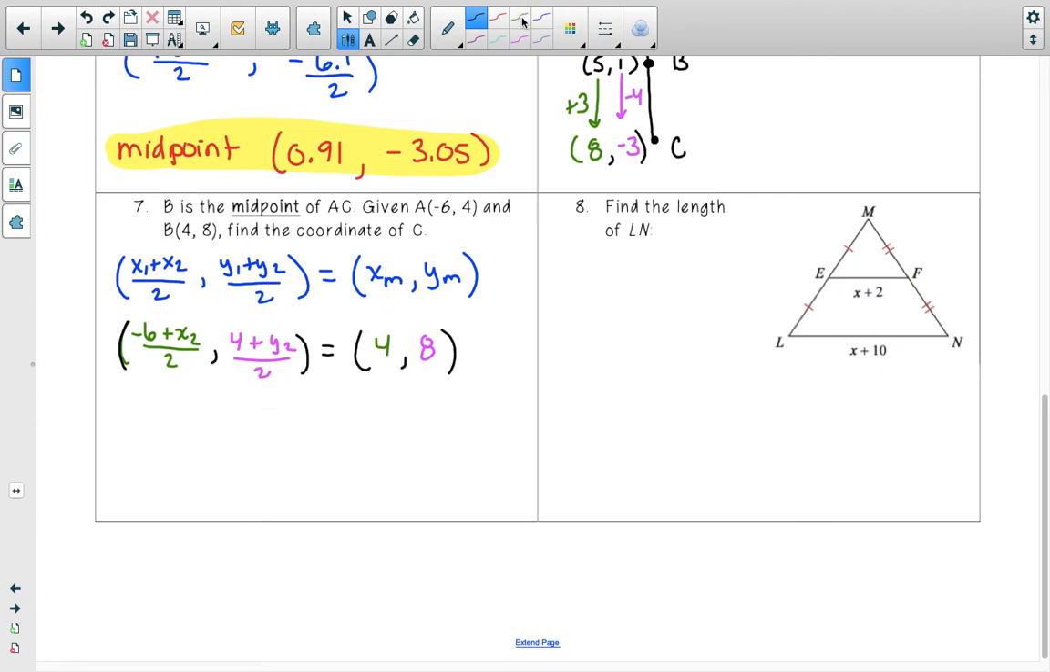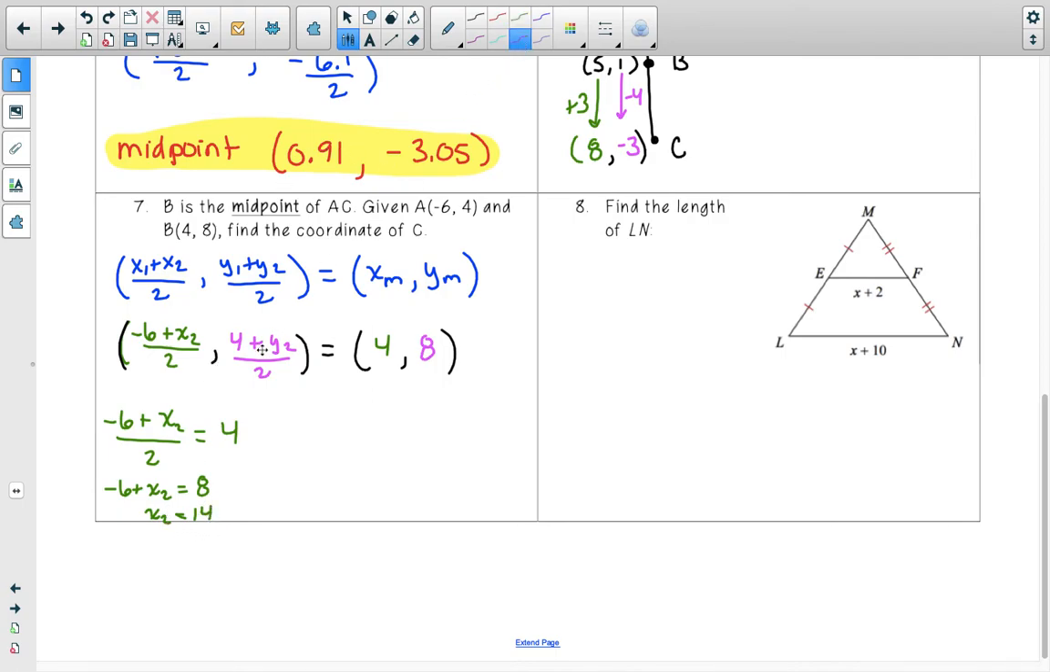So I would take the first part of my parentheses, so negative 6 plus x sub 2 divided by 2 would be equal to the 4, because that's the x value of the midpoint. And I would then solve. I would multiply by 2 so that I get rid of this denominator. So I would have negative 6 plus x sub 2 is equal to 8. And then I would add 6 to both sides to get x sub 2 is equal to 14.